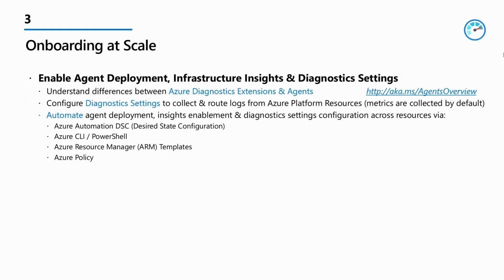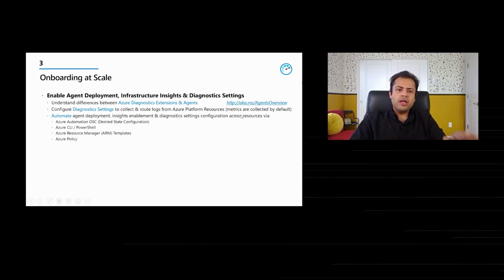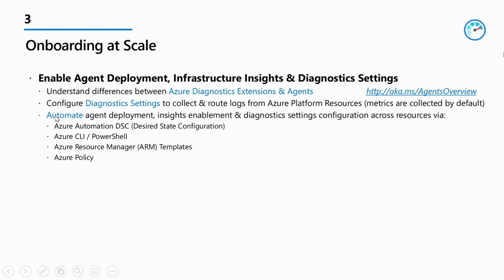Once you have done that, there are diagnostic settings to be aware of as well. Now, these diagnostic settings are essentially used to route logs from your Azure platform resources and store them in Log Analytics for queries, or even archive that in storage or send it across to Event Hubs if you're using any third-party analytics or SIEM solutions. Do consider that metrics from these same platform resources are collected by default, so you don't necessarily need to configure anything there.